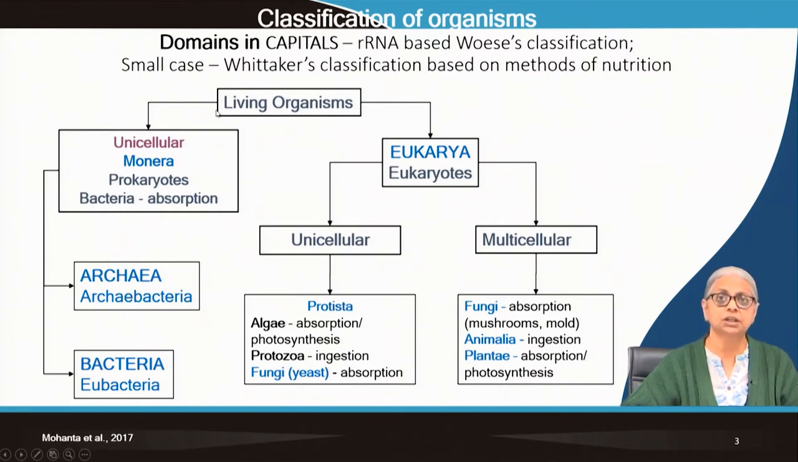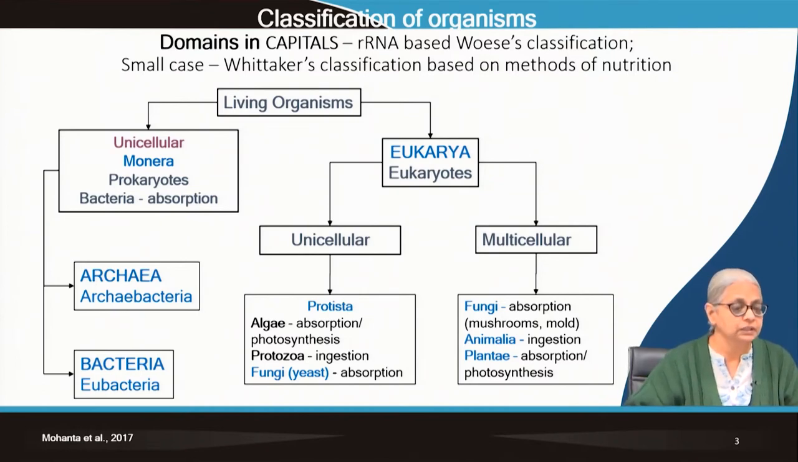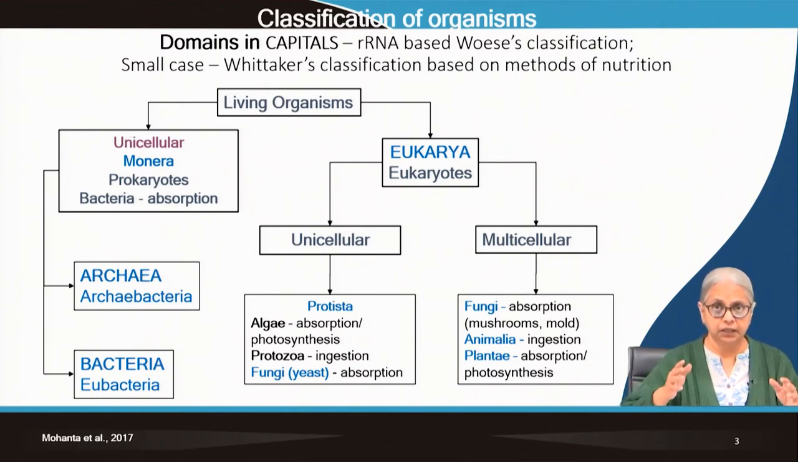This particular classification is the one that we studied when we were in school, and that is Whittaker's classification, which is based on methods of nutrition. So just to make sure that we are very clear about the 2 ways of classifying all living organisms, it's very important so that there's no conflict, no contradiction. So we are all aware of unicellular and multicellular organisms. All prokaryotes are unicellular. They are all bacteria.